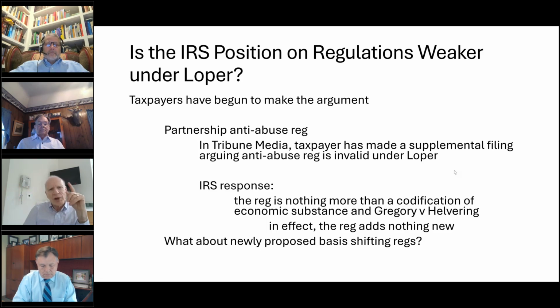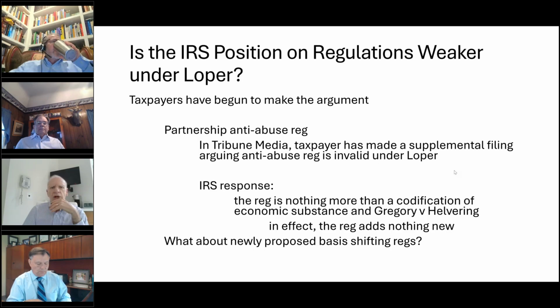Look, now what I found so interesting about this was not so much that the taxpayer took a shot at this. I clearly understand that. What I thought was interesting and what caused me to put this on a slide was the IRS responsive filing in the circuit court. Look at how the IRS responded toward the bottom of the slide. They say the reg is nothing more than a codification of the economic substance doctrine and Gregory versus Helvering. So in effect, what they're saying is the reg adds nothing new, so don't invalidate it.